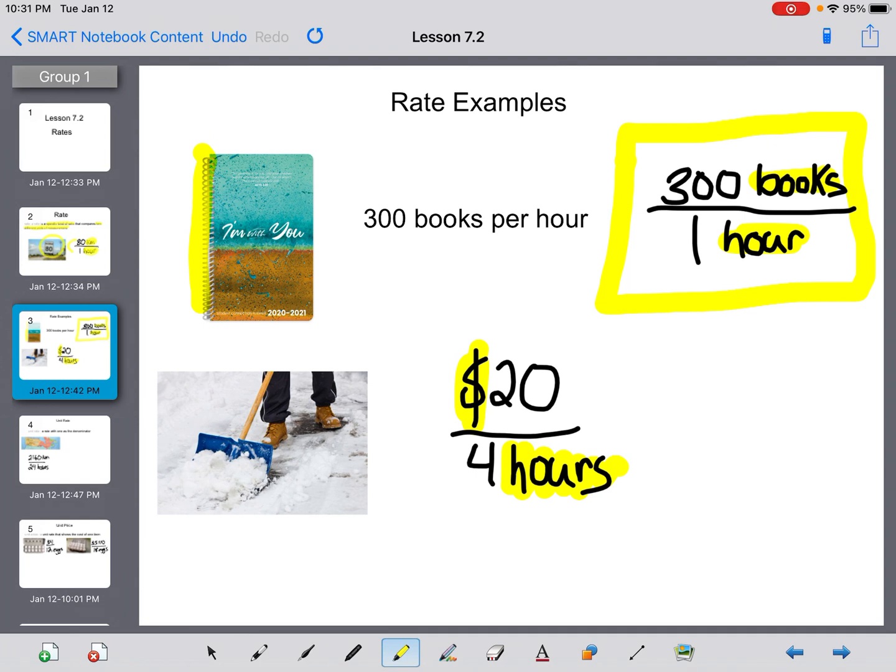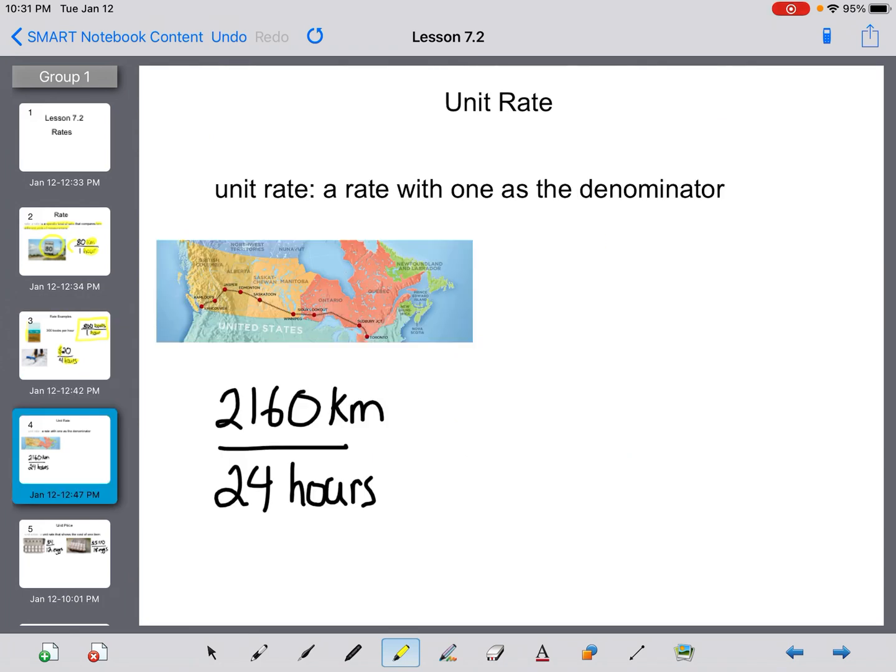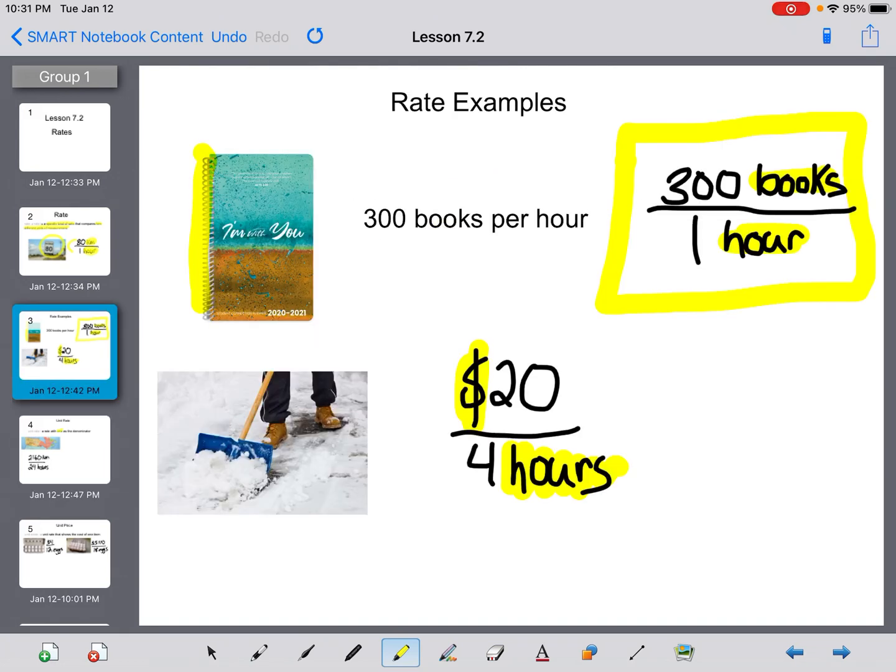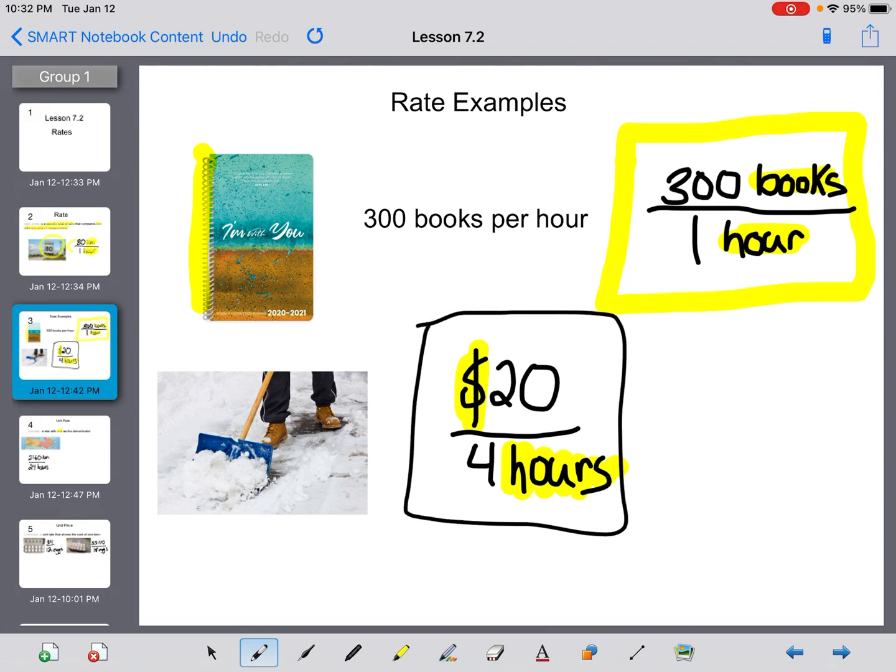Now we're going to talk about a specific kind of rate, and that is a unit rate. A unit rate has 1 as the denominator. Actually, let's go back for a second. If we take a look at this snow shoveling example, you might think, okay, I get paid $20 for 4 hours. How can I figure out how much I get paid in 1 hour? That would be a unit rate because my denominator is 1.